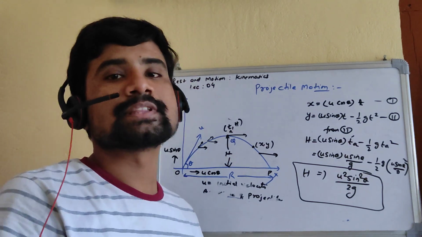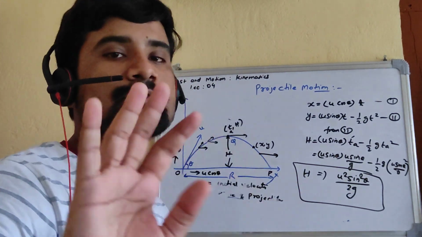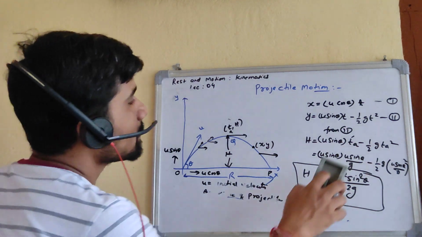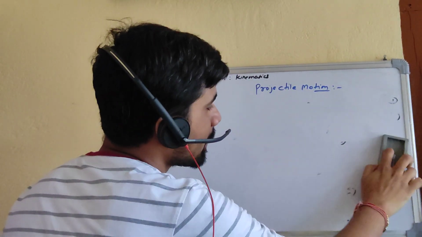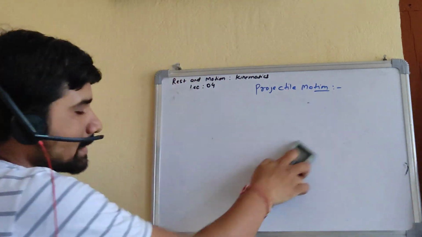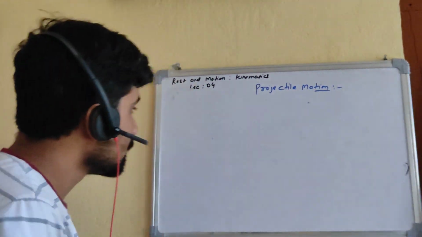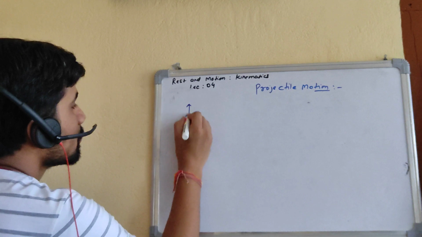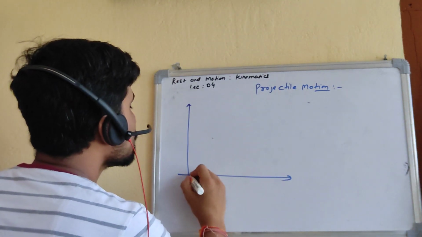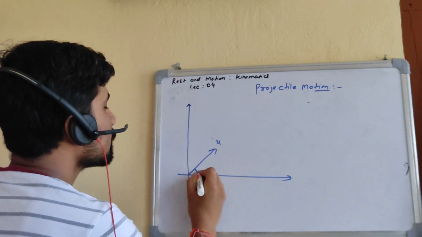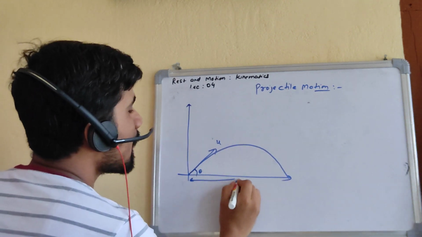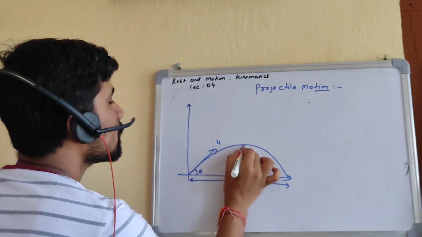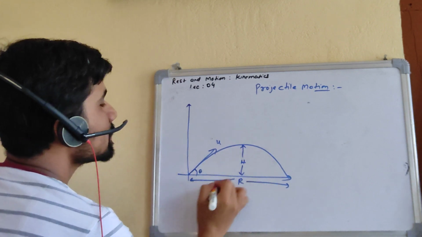Now let's summarize everything in one bucket, and let's even rub this diagram, and let's understand that if a projectile is projected with an initial velocity u at an angle theta with respect to horizontal, it covers a range of, let's say, R, it attains a max height of H, and T is the time of flight.